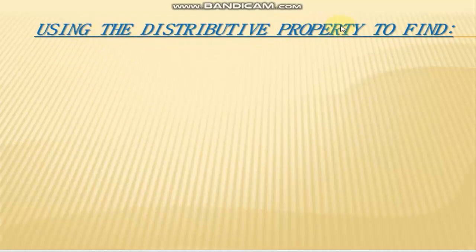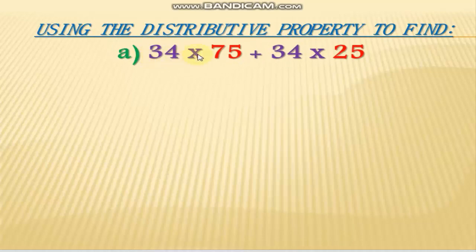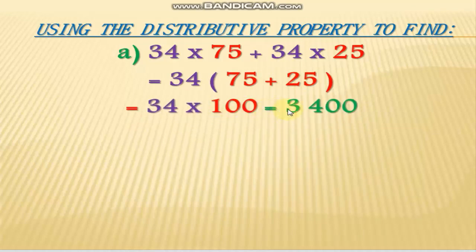Using the distributive property to find. Letter A. 34 times 75 plus 34 times 25. If we look here, we will find there is a common factor here, 34. So we'll take 34 at first and put brackets between 75 plus 25. We know that 75 plus 25 equals 100. So 34 times 100 equals 3400.